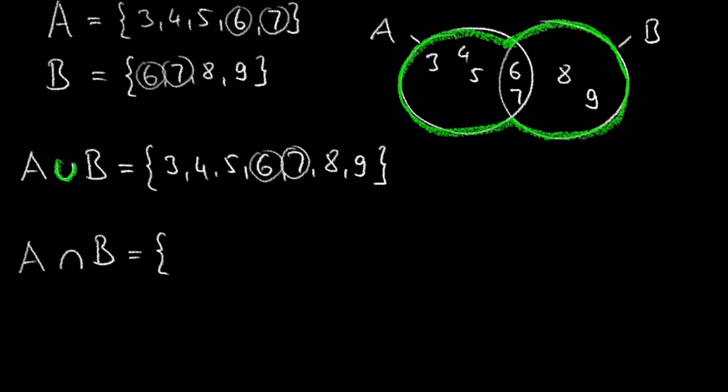The intersection is in the middle where the circle A and B intersect. The intersection is a set of elements that are in both set A and in set B. We can write this with the intersection symbol and say the intersection of A and B contains the elements 6 and 7. It looks like this in two different Venn diagrams.